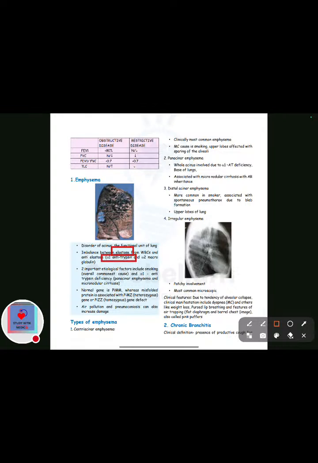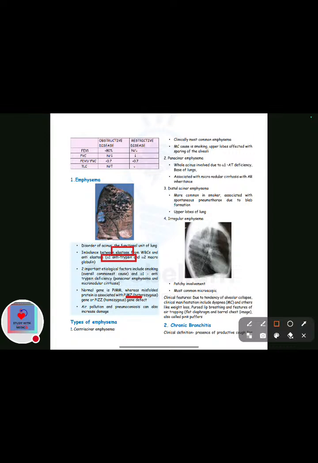Two important etiological factors include smoking. Overall the commonest cause is alpha 1 antitrypsin deficiency, that is panacinar emphysema and micronodular cirrhosis. The normal gene is PiMM, whereas the misfolded protein is PiMZ. Heterozygous is PiMZ, and PiZZ is the homozygous gene defect. Air pollution and pneumoconiosis can also increase damage.